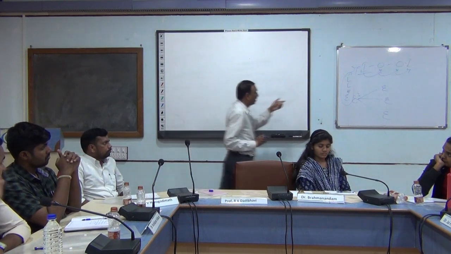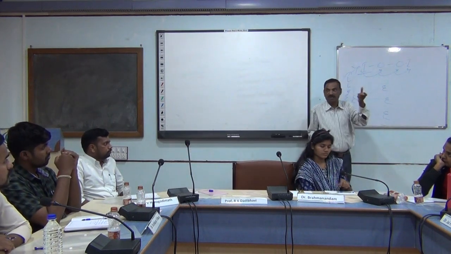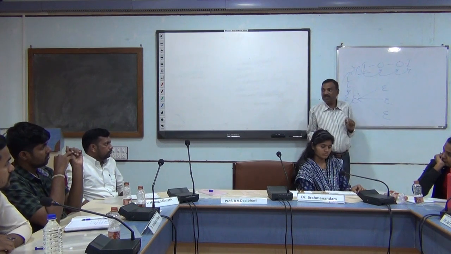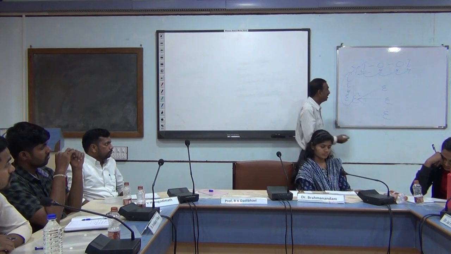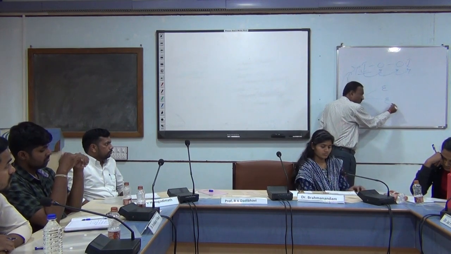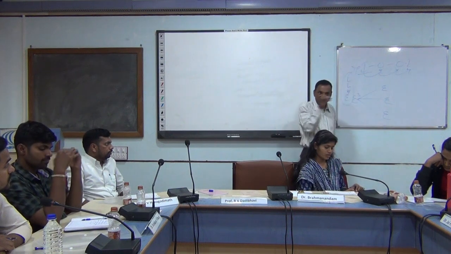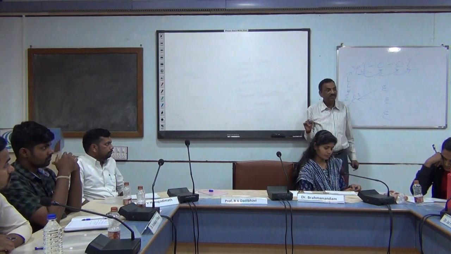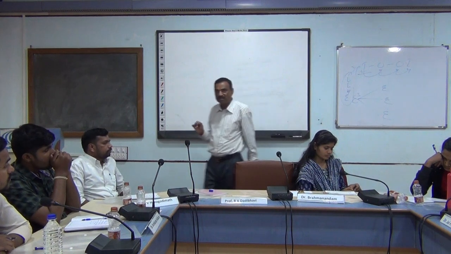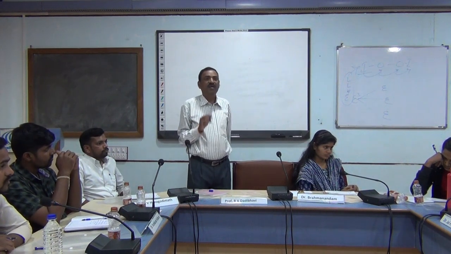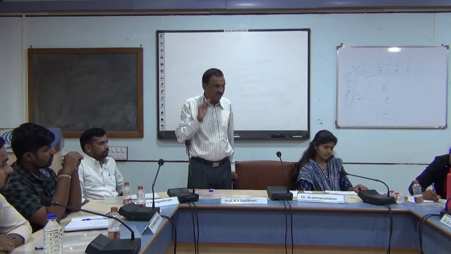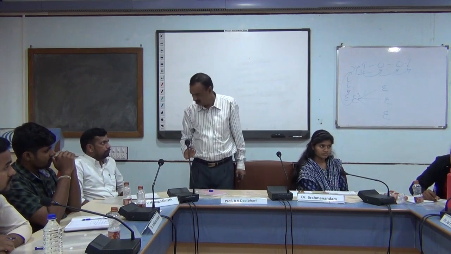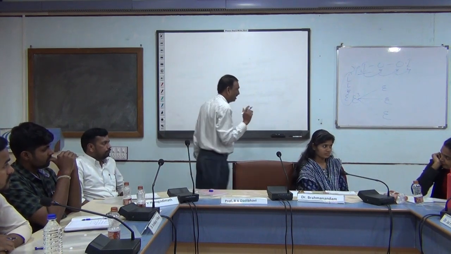Because of converting input into output, where are the quality parameters? The quality parameters are associated with 3E: E1, E2, E3. What is E1? E1 is economy. What is economy? Less cost. Economy means optimization of resources, less cost, more output. That's the first point, economy.